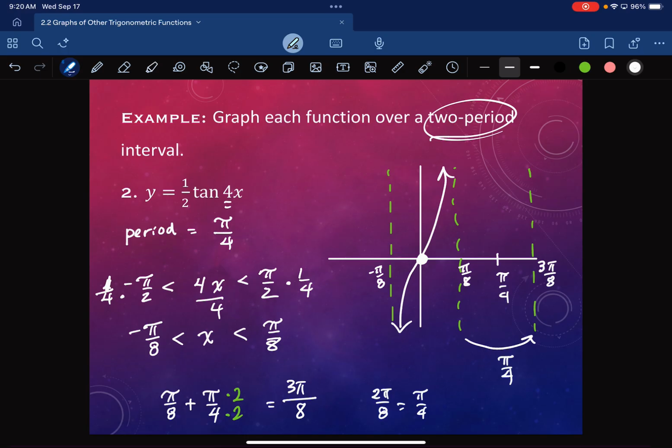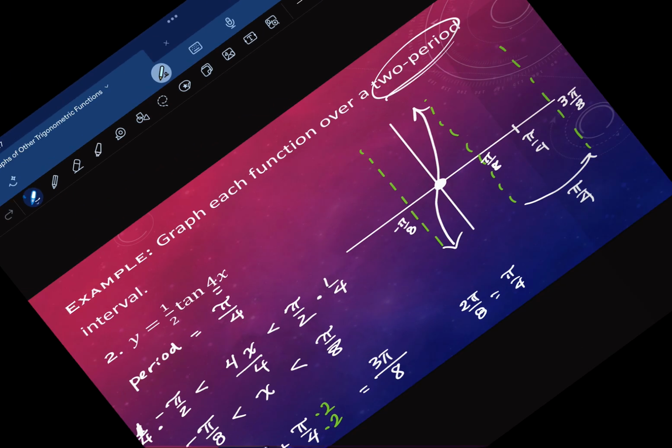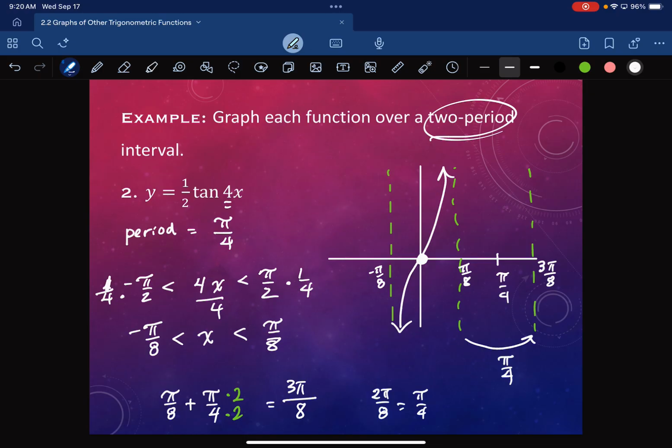So pi over 4 is right here. Okay, so we have to work a little bit to get those pieces. We didn't have to work on those pieces when we did cotangent. We'll plot the value in the middle, and then we will draw the increasing branch.